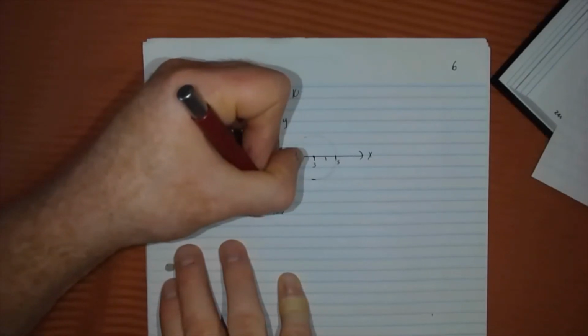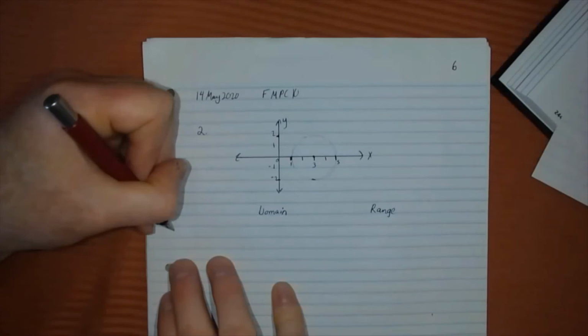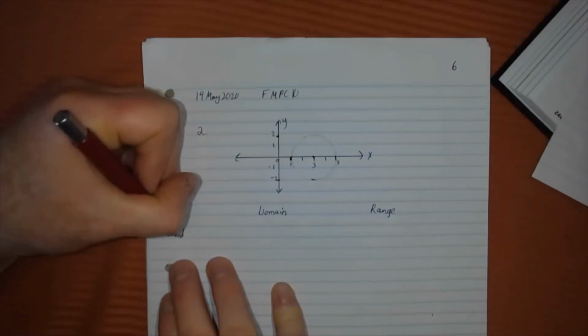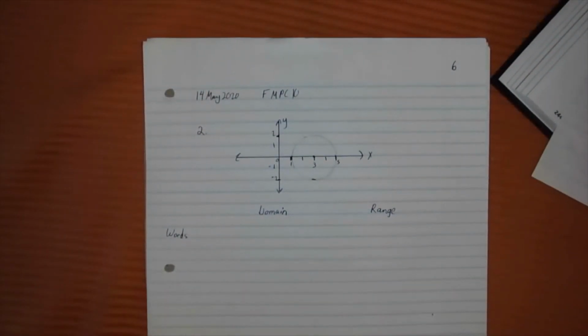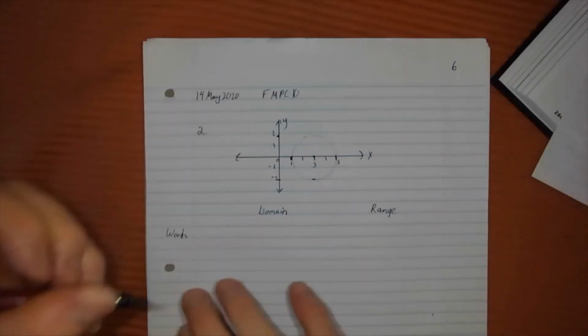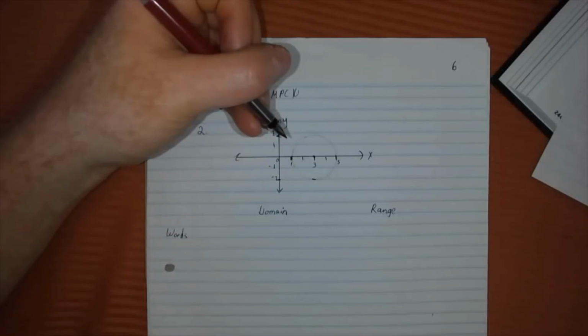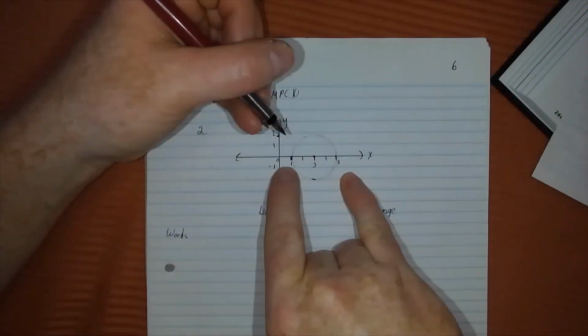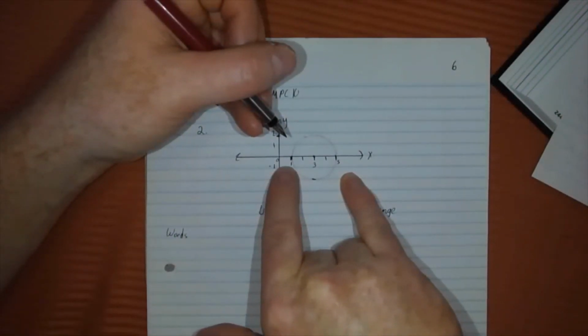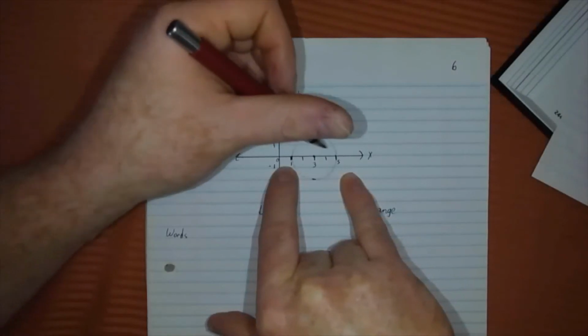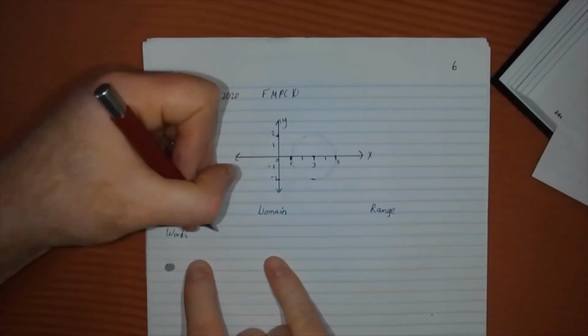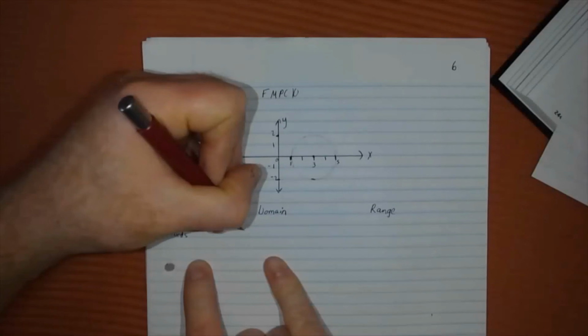Domain. Range, and we want to write in words. Okay. Man, I've used a lot of ink today. So this is nice. This is the domain, the x values. The line goes right through 1 to 5. There's no endpoints, so it's all real numbers.